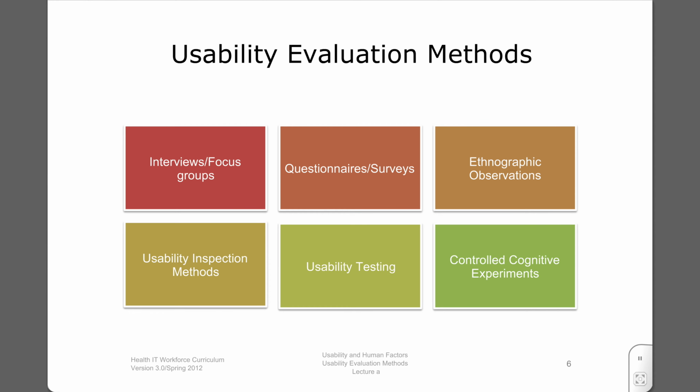Today, we will be reviewing a few of these different usability evaluation methods. Ethnographic observations refer to observing users in the real world as they perform computing tasks. Controlled cognitive experiments may be employed to investigate how a given system impacts or transforms human performance. These are conducted in laboratory settings.